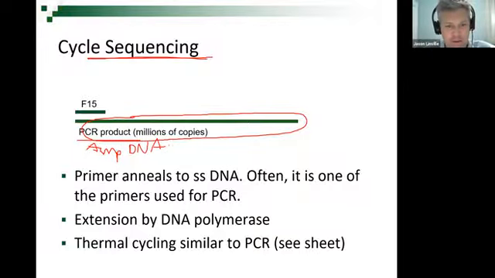We also need DNA polymerase. This is going to be the Taq polymerase, so you can write DNA polymerase, Taq polymerase. That's going to be the same. dNTPs, it's not listed here.